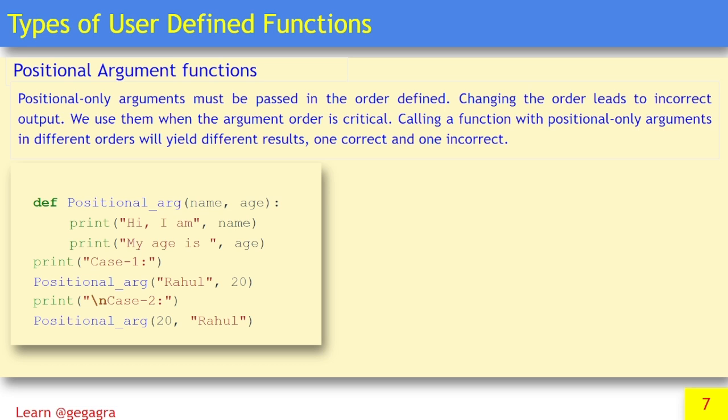So case 1, positional arguments: I am calling the function with the values Rahul and 20. So Rahul will move to name and 20 will move to age. So it will print, "hi, I am Rahul and my age is 20."